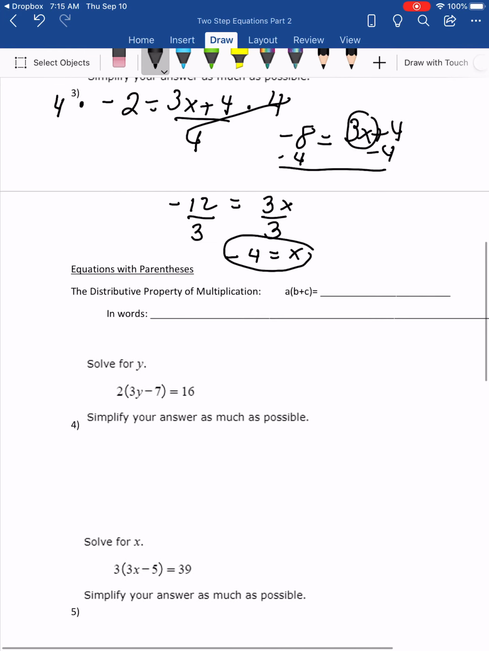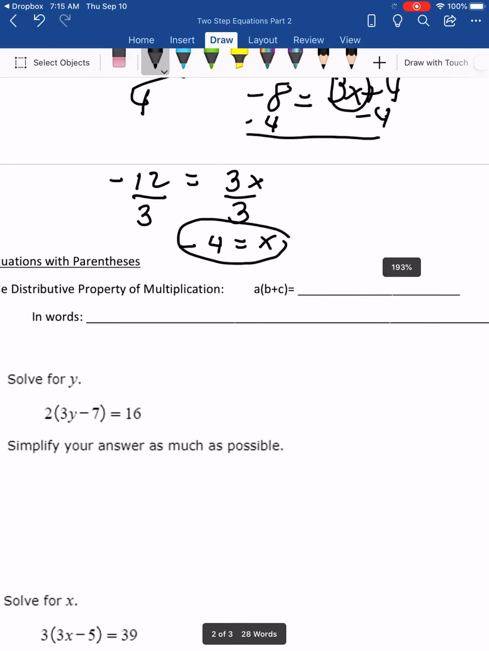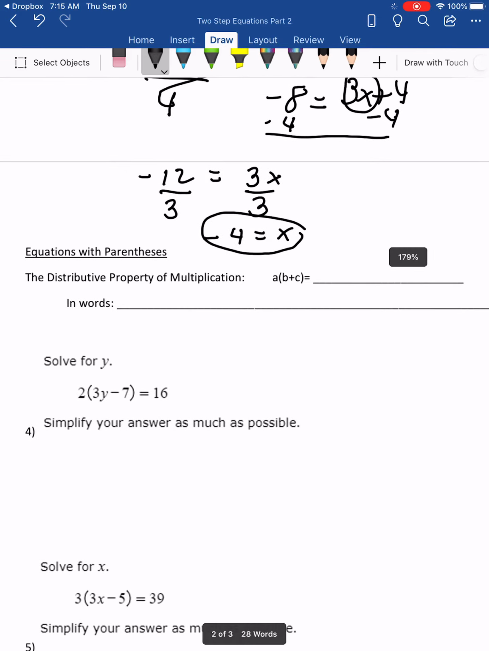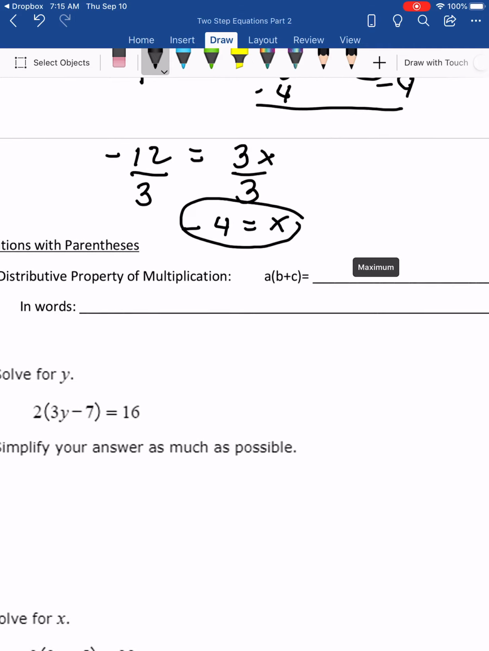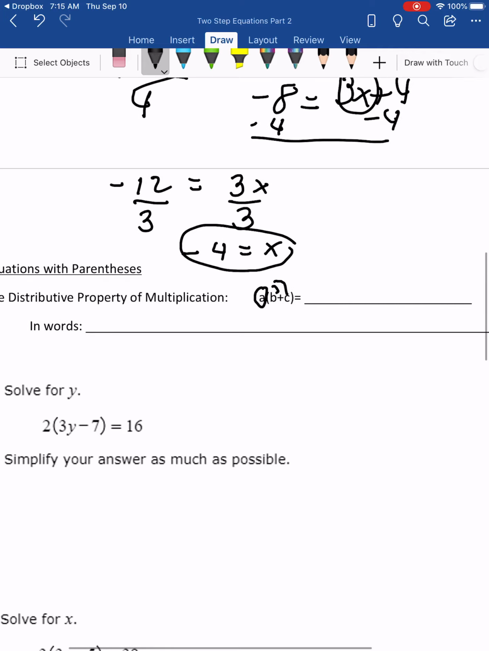The next type of equation we want to look at are equations that have parentheses. So your distributive property of multiplication is where you have something on the outside. In this case, it would be a multiplied by two things on the inside, b plus c. As you should remember from distributive property, we're going to take the a, multiply it by the b, and multiply it by the c. A times b is ab. A times c is plus ac.